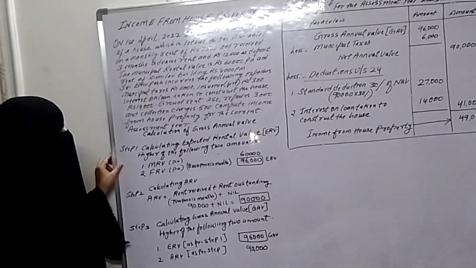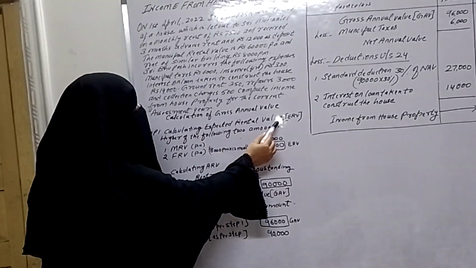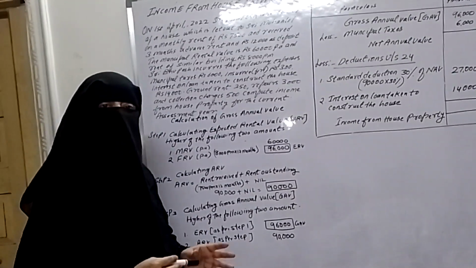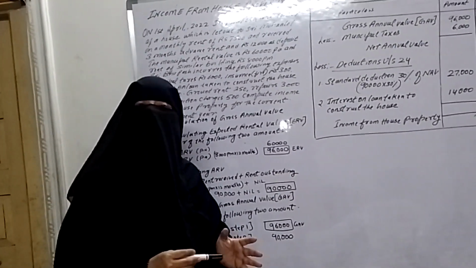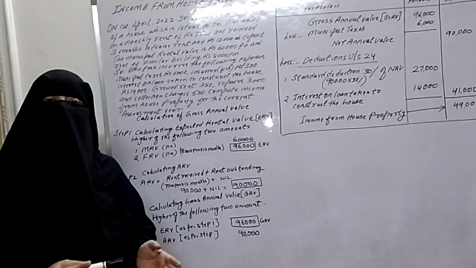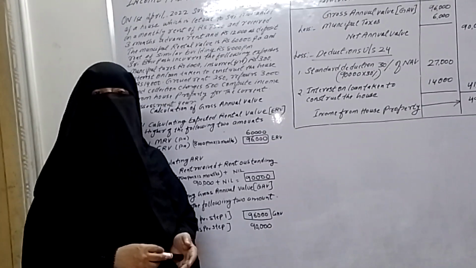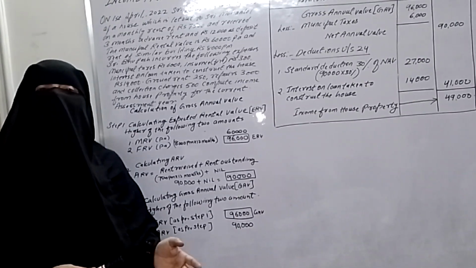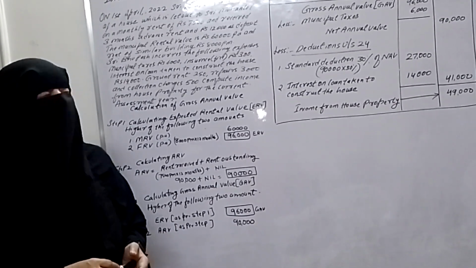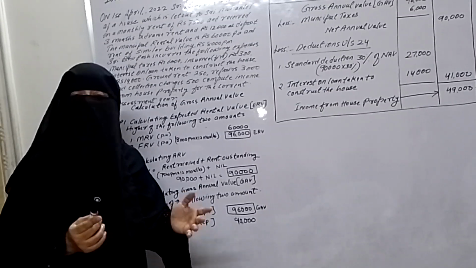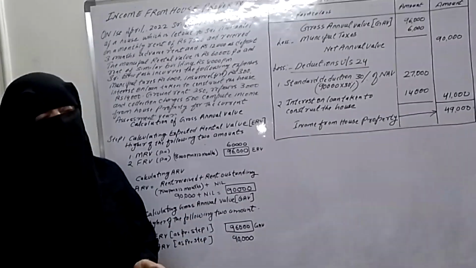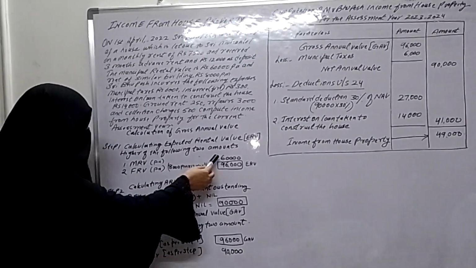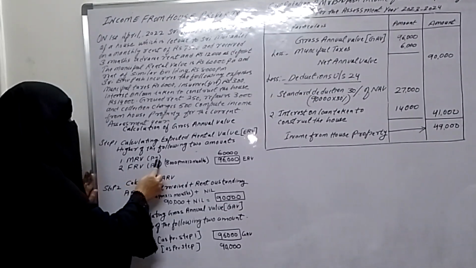The first step is calculating expected rental value, that is ERV, the higher of the following 2 amounts. Number 1, municipal rental value, the value which is fixed by the municipal authorities or local authorities, and number 2, fair rental value, that is rent of similar building in similar locality. And actual rental value, that is ARV, is the actual rent which is received by the owner. So in the first step, expected rental value is the higher of the following 2 amounts, MRV and FRV per annum.